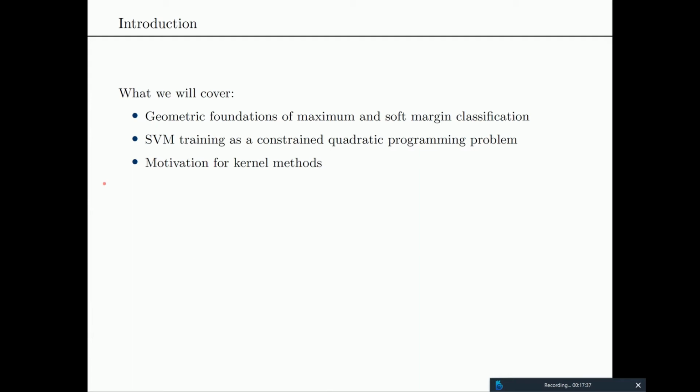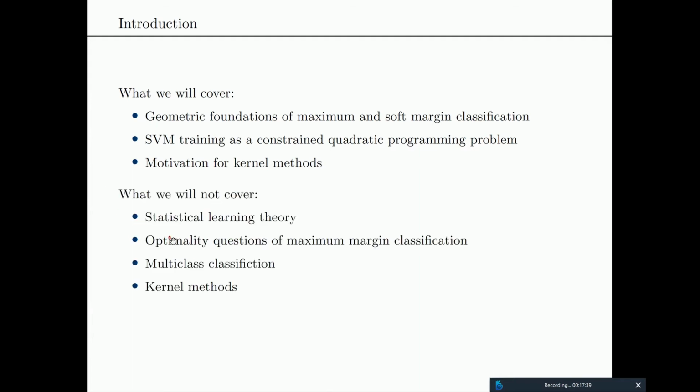What we, however, will not cover is statistical learning theory per se. There's also this thing called VC dimension, things like that we will not cover. Also, as I already said, we will not ask why maximum margin or large margin is a good idea. We will just assume that this is a good idea and see how we can do it. There's a typo. We will not discuss multi-class classification, so more than two classes we will not do, and we will also not give really an introduction to kernel methods. There's a lot more you can learn about support vector machines, so look into the book.